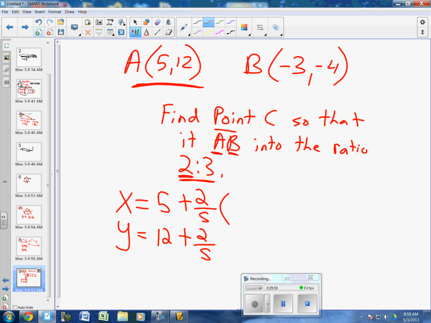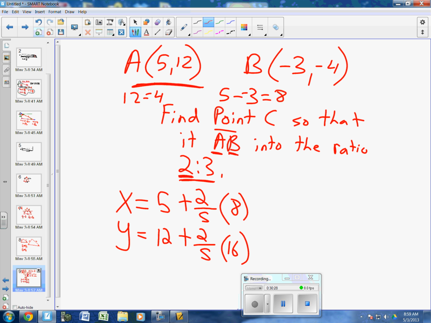The horizontal distance between A and B. You can find that by just taking your x numbers and subtracting them. 5 minus a negative 3, right? Which is 8. And then your vertical distance, because y's have to do with the vertical distance, right? So 12 minus a negative 4, which is 16, right? 12 minus a negative 4 is 12 plus 4, which is 16.